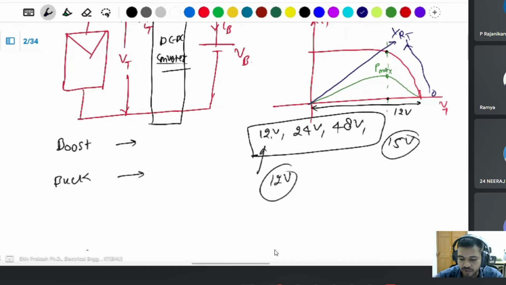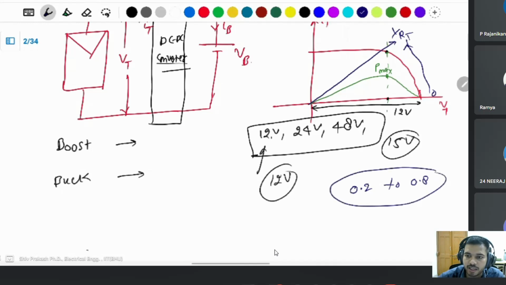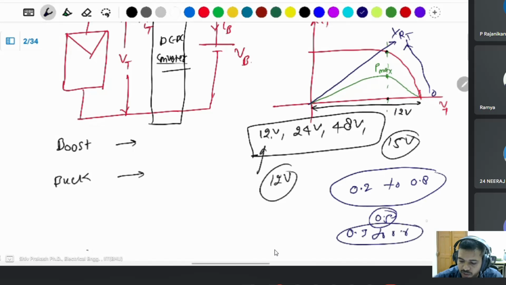That's why it will require stepping down too much voltage. At least 0.5 duty cycle, 0.6 duty cycle. In practical cases, 0.2 to 0.8 duty cycle is the nominal duty cycle. But if you want to operate any converter in an efficient manner, then it will be approximately 0.3 to 0.6, 0.7 maximum. Then you can take efficient voltage, efficient power from this.